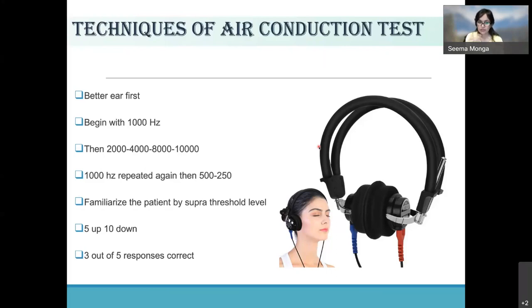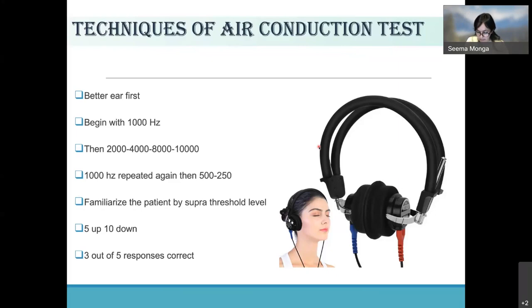So first thing is familiarize the patient by a supra threshold. What is a supra threshold? You'll get to know approximately by conversation how much is this threshold. It is 60, it is 40. Suppose by conversation you get to know it is around 40 to 50 decibel. So familiarize the patient by that sound by giving a supra threshold level. The technique that you have to remember is 5 up, 10 down.